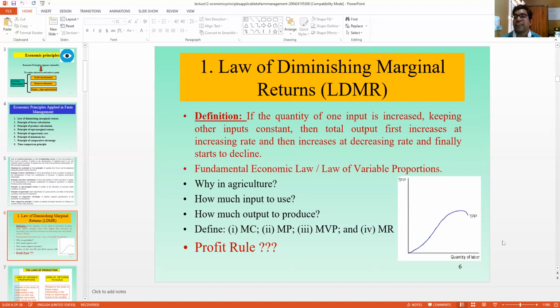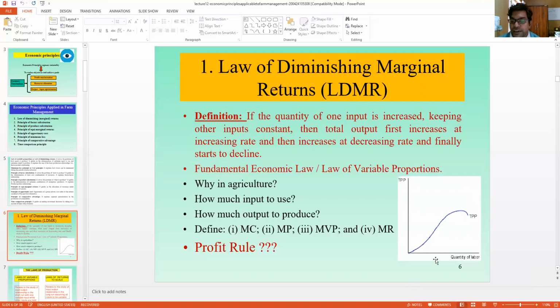So this is what the nature of agriculture is. So you are increasing only one input, labor. What about other inputs? Ceteris paribus. So by keeping other inputs fixed, ceteris paribus, when you are increasing only one input, then output will increase only to a certain extent, then it will become constant, then decreases. So this is what is the law of diminishing marginal returns.